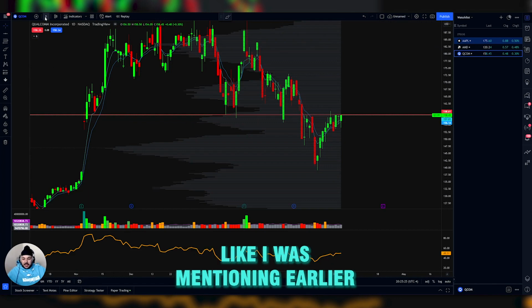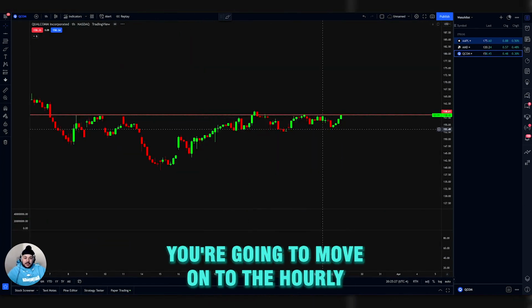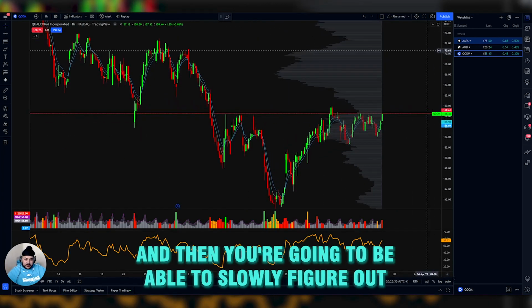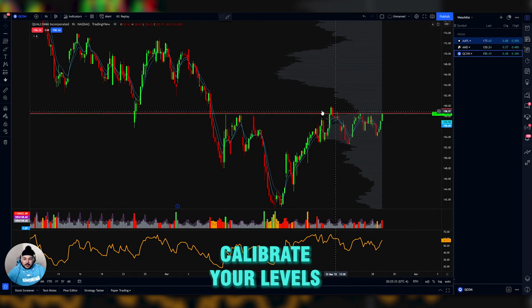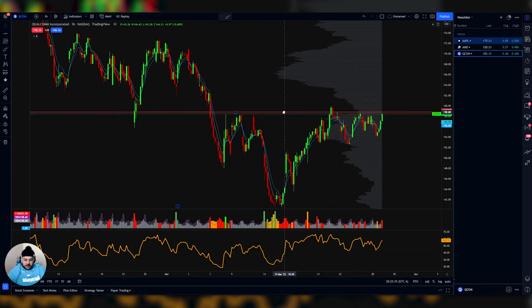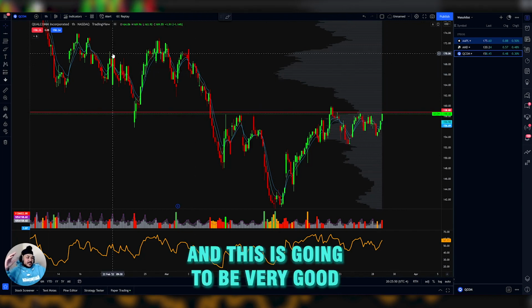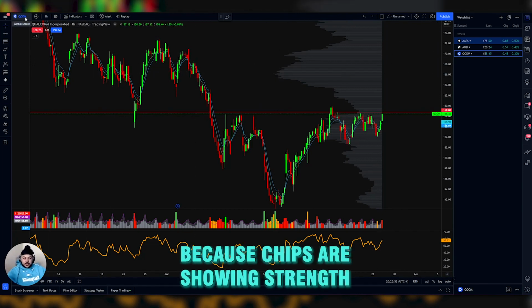Once you have your level set up, we're going to use the top down approach like I was mentioning earlier. You're going to move on to the hourly, and then slowly calibrate your levels and see how it really works out. So over here, I might just adjust it to 158.80 just because it's where it wicked previously, and have my level at 160. If it breaks 160, I know according to the volume profile, it's going to move towards the point of control, which is around 166. And this is going to be very good because chips are showing strength.